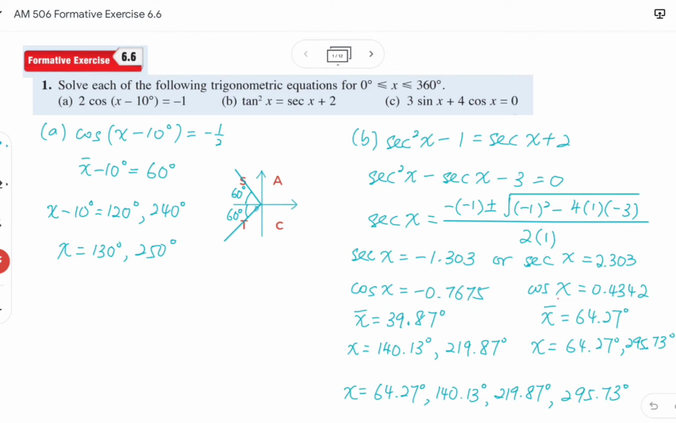While cosine x equals positive 0.4342, our reference angle will be 64.27 degrees, and cosine is positive in quadrant 1 and quadrant 4. So quadrant 1 will just take 64.27 degrees, and quadrant 4 will be 360 degrees minus 64.27, which is 295.73 degrees. So we combine all these four values, we get 64.27 degrees, 140.13 degrees, 219.87 degrees, and 295.73 degrees.